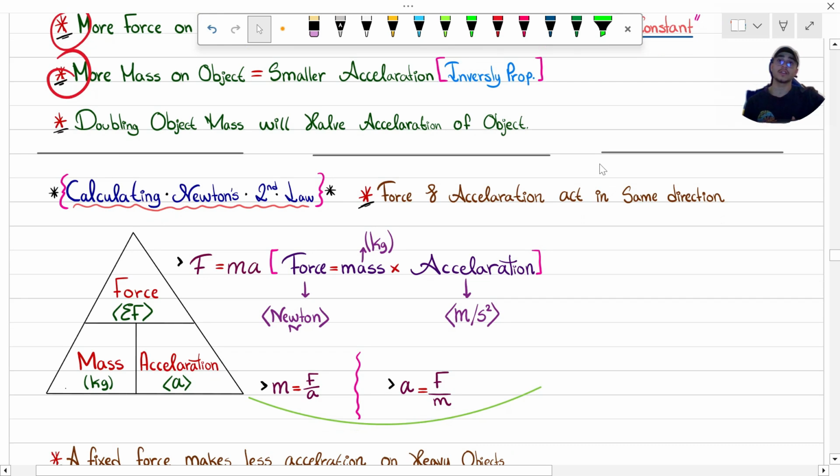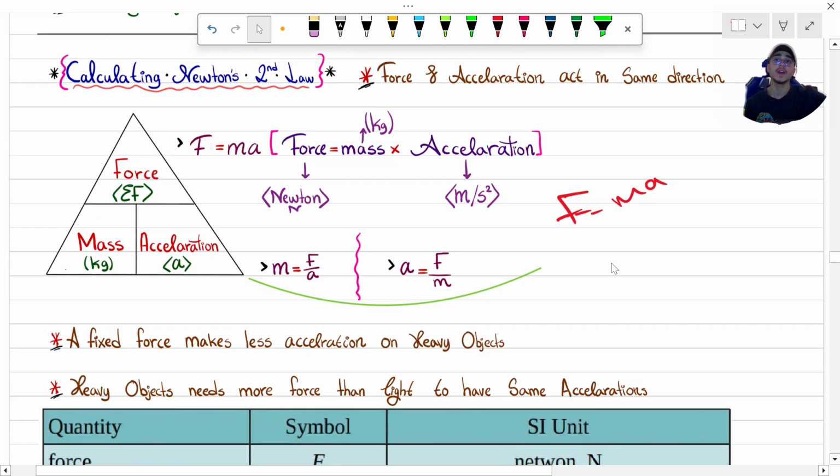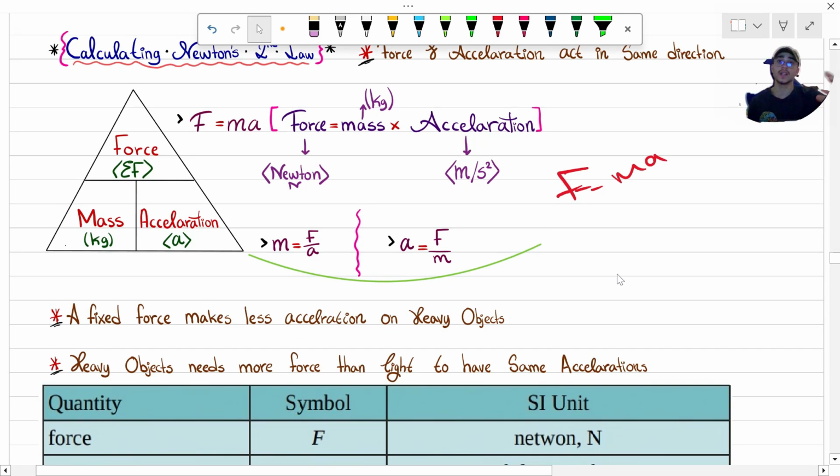To calculate using Newton's second law of motion, the first formula is force is equal to ma. Force is equal to mass times acceleration, where force is in newtons, mass is in kilograms, and acceleration is in meters per second squared. You can use the formula triangle to rearrange the formula to find mass and acceleration.